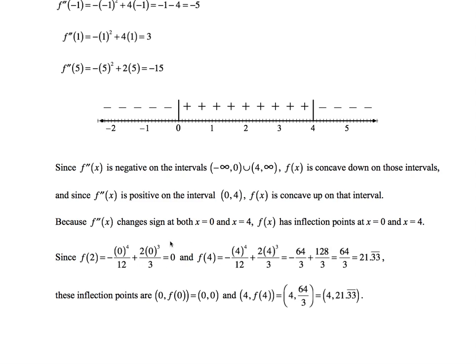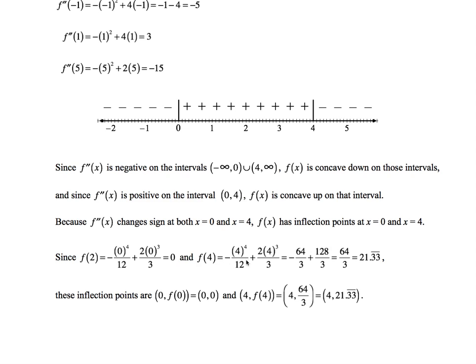So we substitute a 0 in wherever we've got an x to the fourth. We put a set of parentheses, put the 0 in there, and we had an x here, so we put parentheses, put the 0 in there, and so that's just 0 over 12 and 0 over 3, and that adds up to 0.